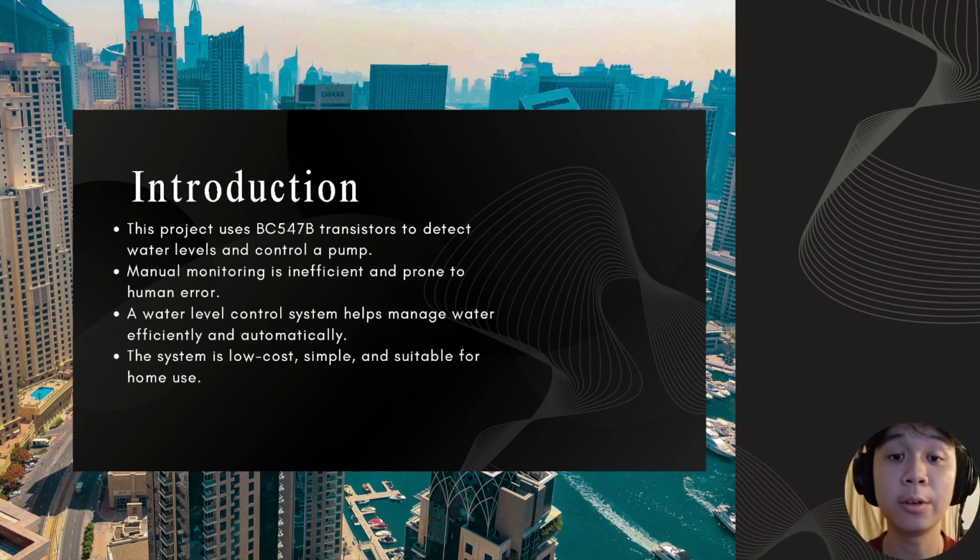We'll now start with our introduction, where our project uses the BC547B transistor to detect water levels and control a pump. Manual monitoring is inefficient and prone to human error, so this is one reason why we made this project. Our water level control system also helps to manage water efficiently and automatically. Lastly, our system is low cost, simple, and suitable for home use.